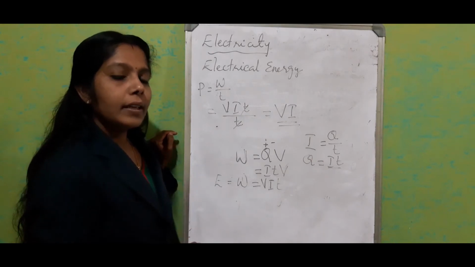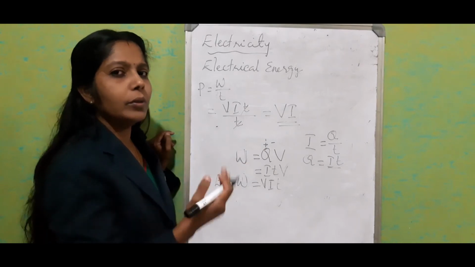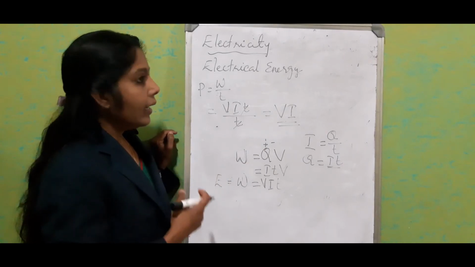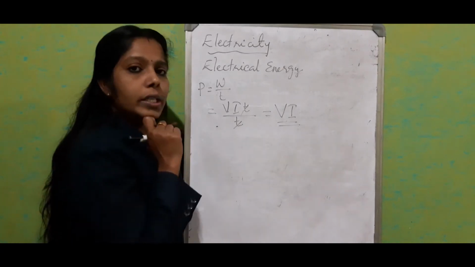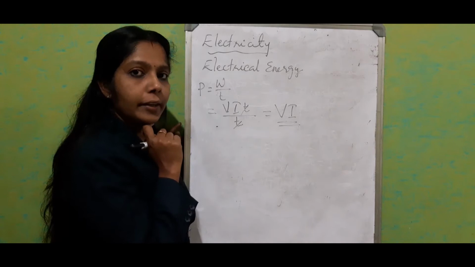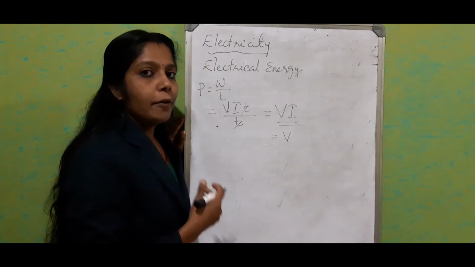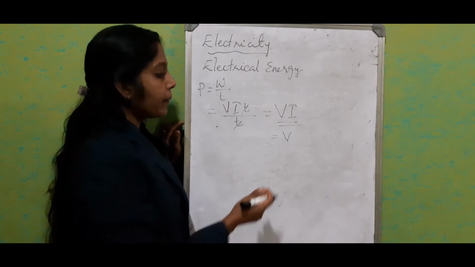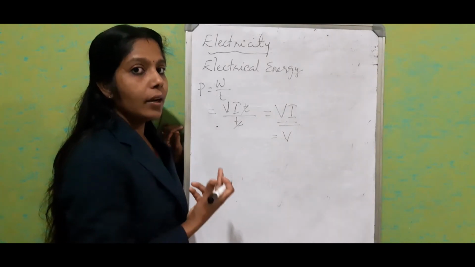The unit of energy we know is joule. Unit of energy is always joule. Now let us find out what is the unit of power. What is the unit of potential difference? That is volt, given in honor of Alessandro Volta.